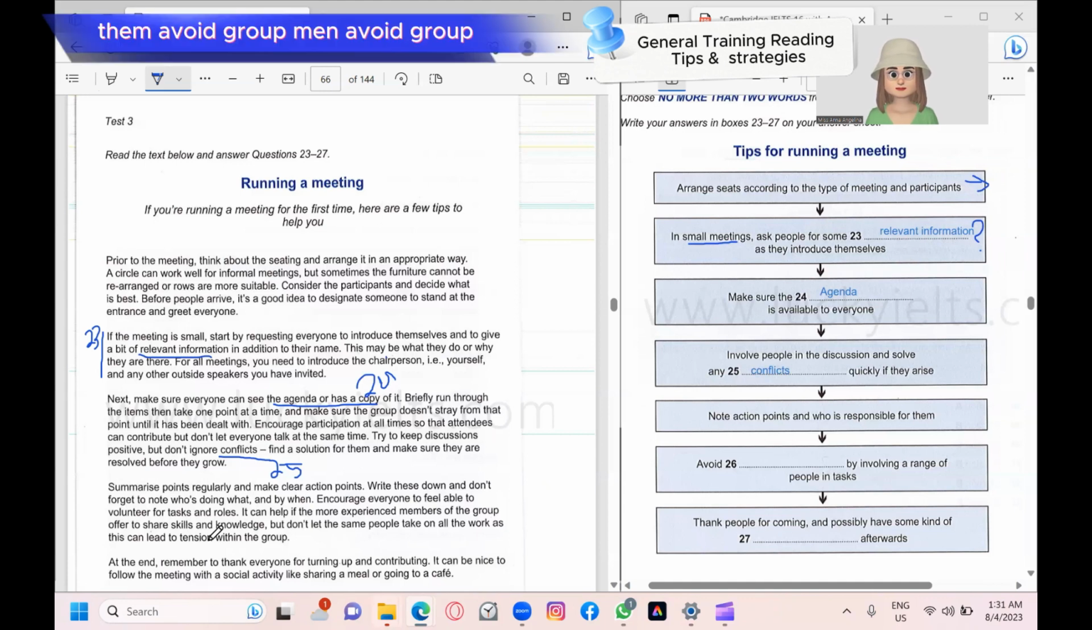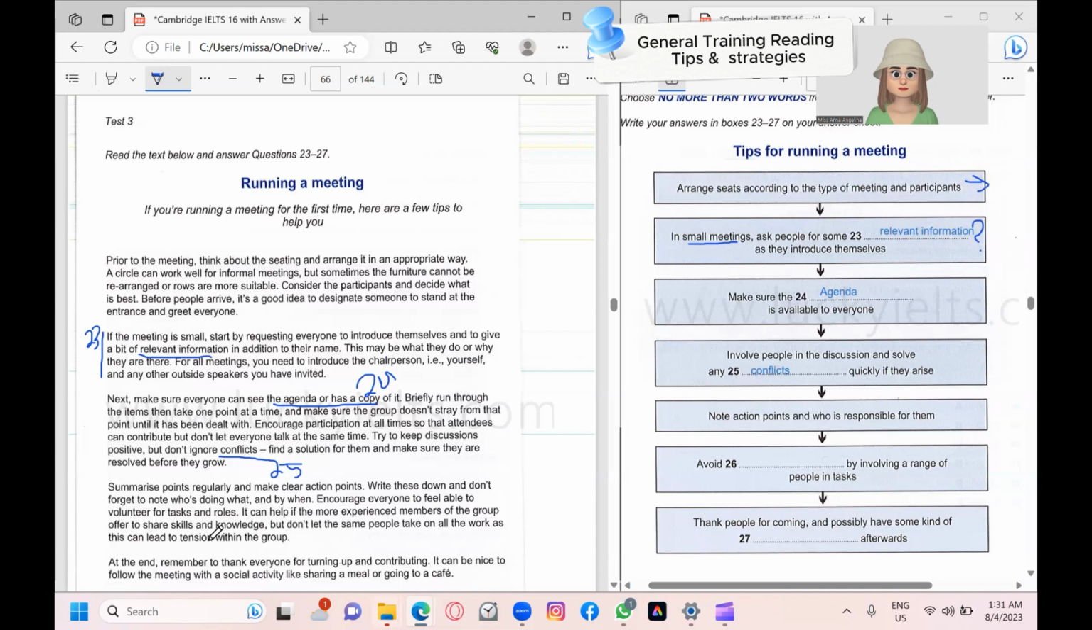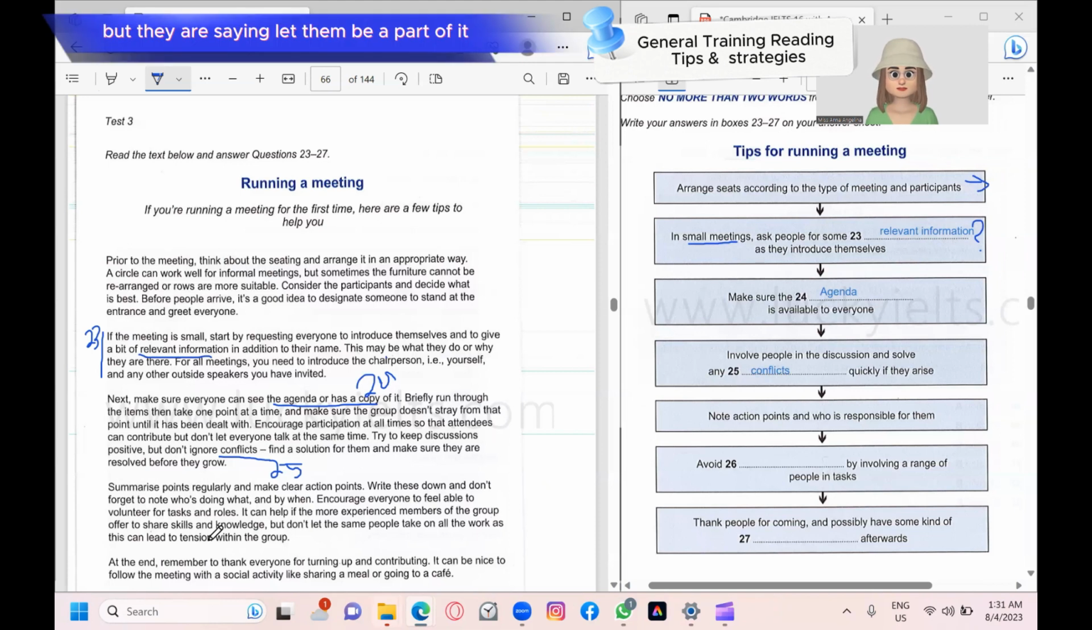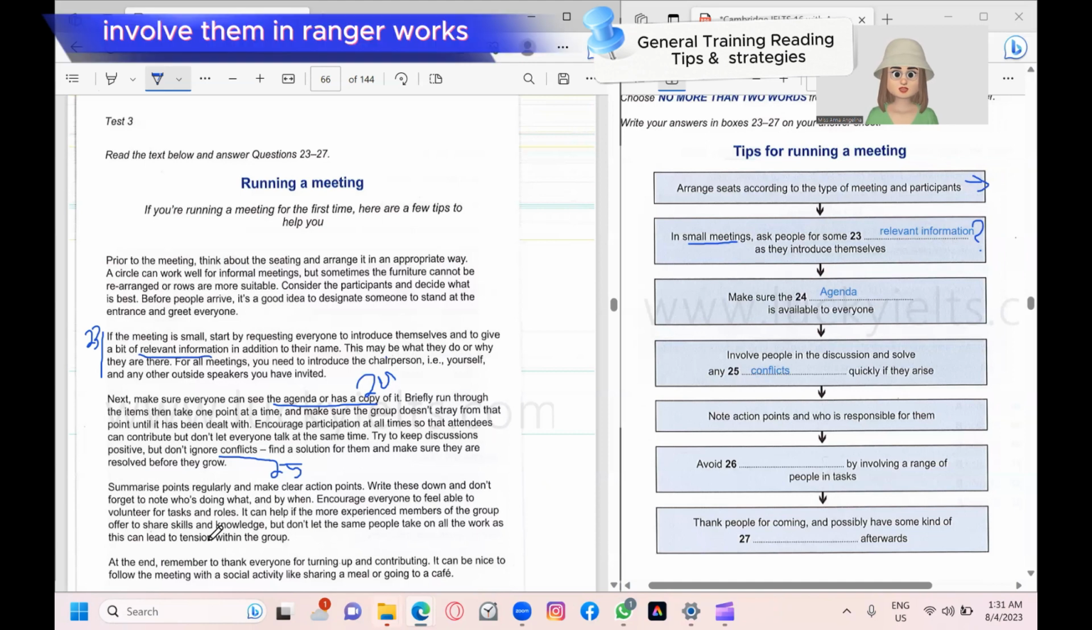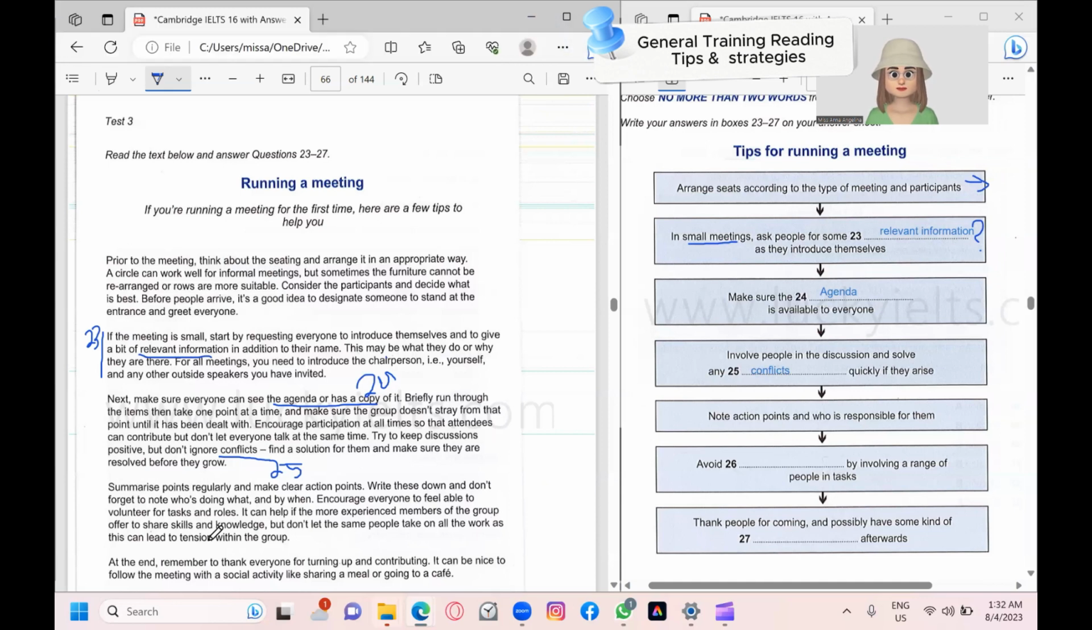Avoid group, ma'am. But they are saying let them be a part of it. By involving a range of people in the task, range of work. Don't give them the same work. This is what they're saying. Involve them in the range of work. But what to avoid? If you involve people in a range of work, what can you avoid? You can avoid tension. If you give them the same work, you might have tension.